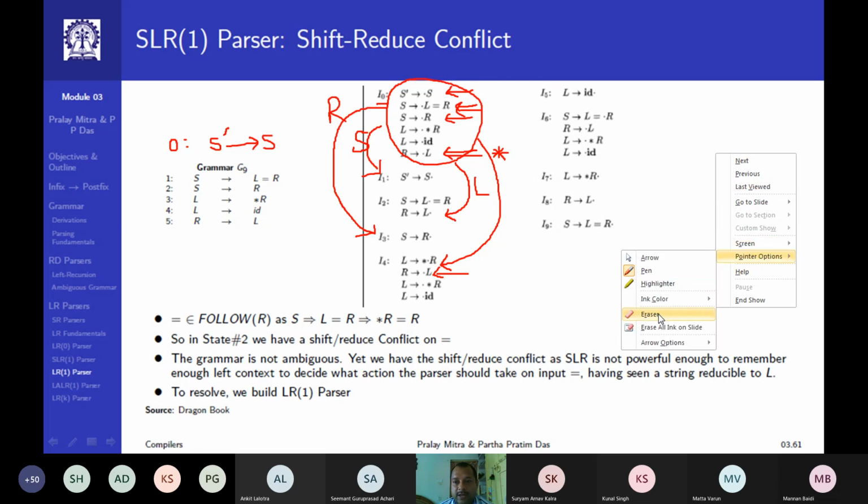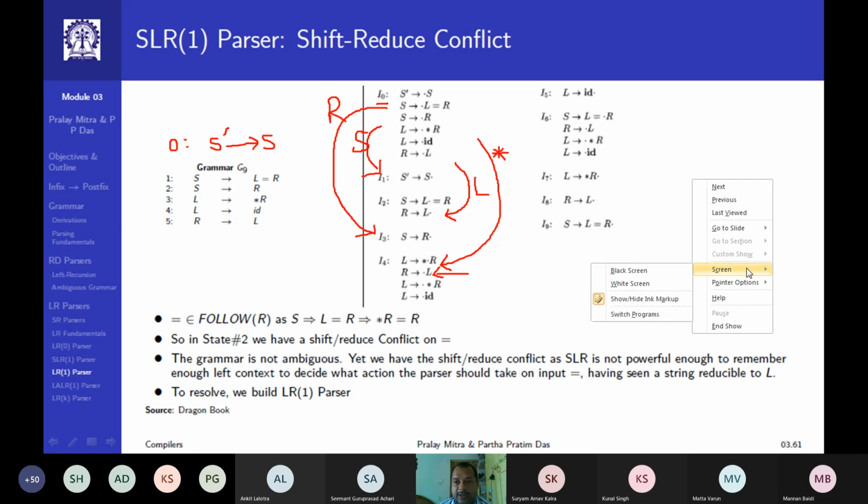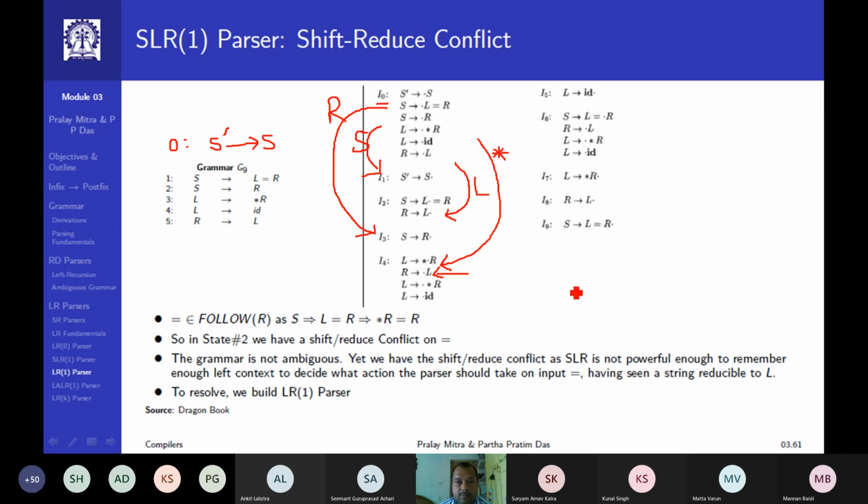Now, once you are done, I will suggest you look at the situation of state 2. What is there in state 2? In state 2, there are two items: S derives L dot equals R, and R derives L dot. Now here is the situation.